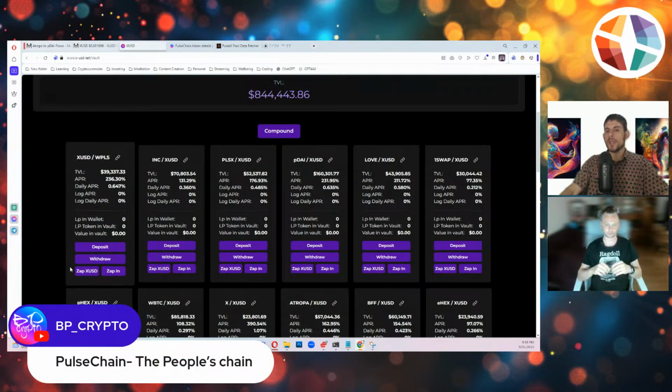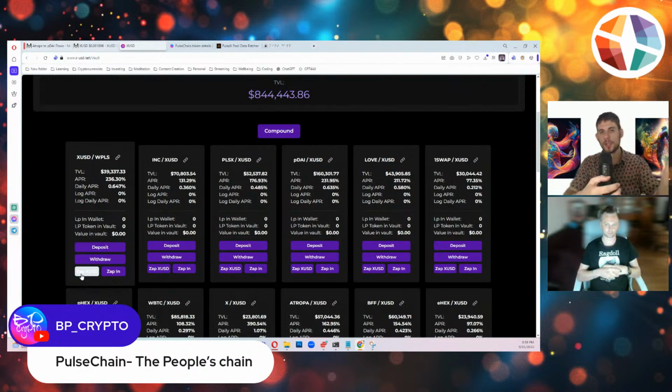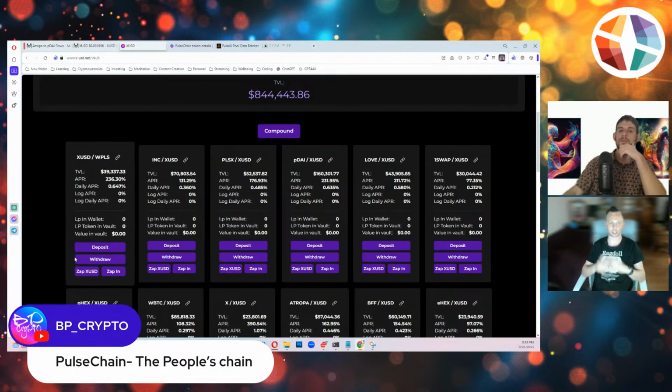Okay, so you're saying if I just have, say, a million XUSD, I can zap XUSD, it'll sell half of it and purchase the other side of the LP with that, and then put it all into the LP. Is that correct? Yeah, and then it makes it a liquidity token, and also deposits into our vault, which deposits into the farm, which receives rewards.